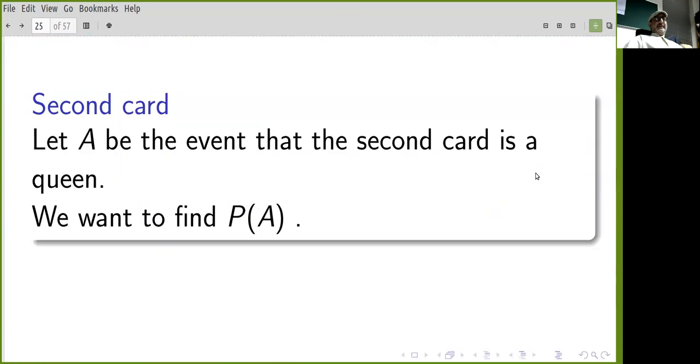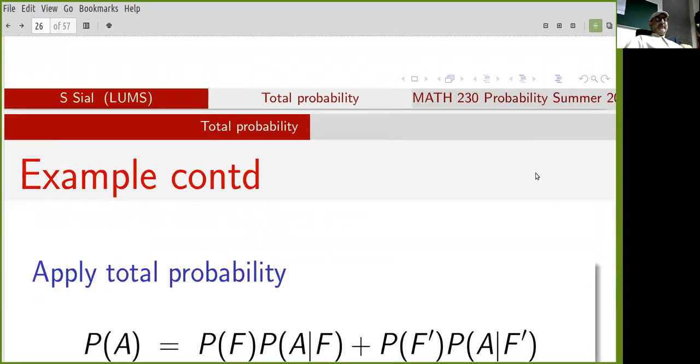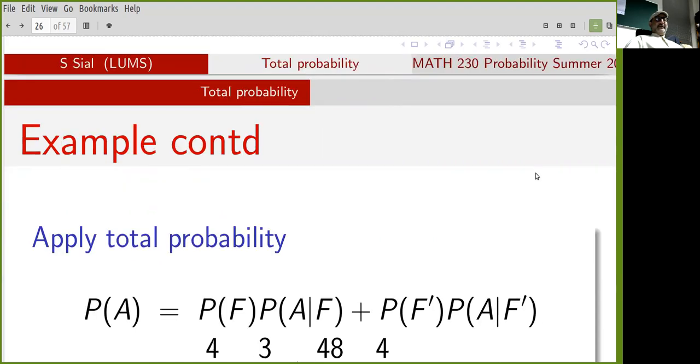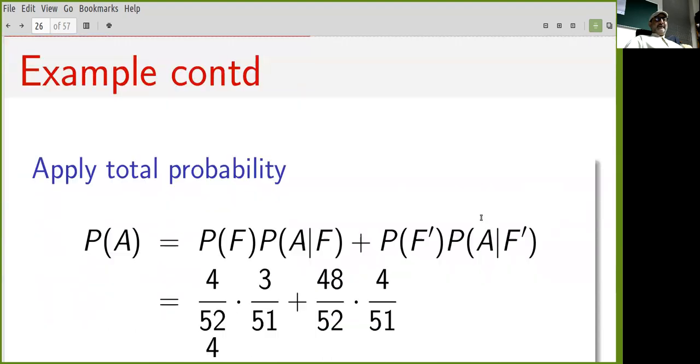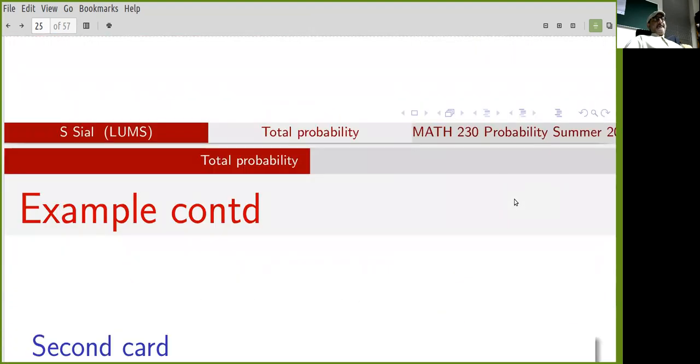Let A be the event that the second card is a queen. We want to find the probability of A. Then by our total probability idea, the probability of A is the probability of F times the probability of A given F, plus the probability of F complement times the probability of A given F complement.